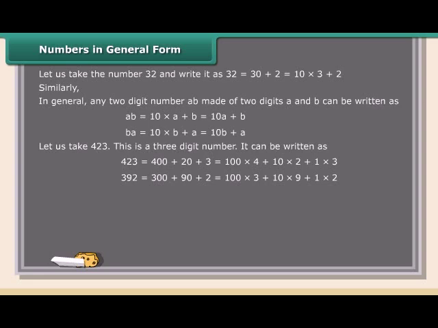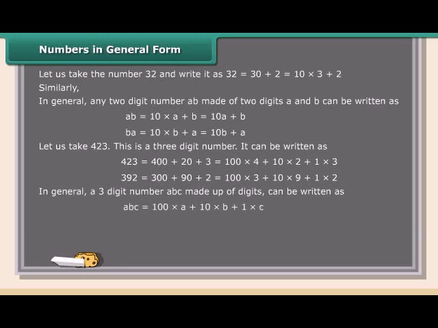1 into 2. In general, a three-digit number ABC made up of digits can be written as ABC is equal to 100 into A plus 10 into B plus 1 into C, which is 100A plus 10B plus C. In the same way, CAB is equal to 100C plus 10A plus B, and BCA is equal to 100B plus 10C plus A.